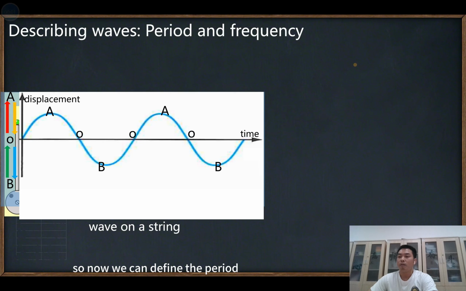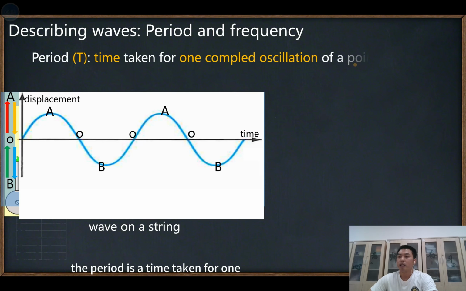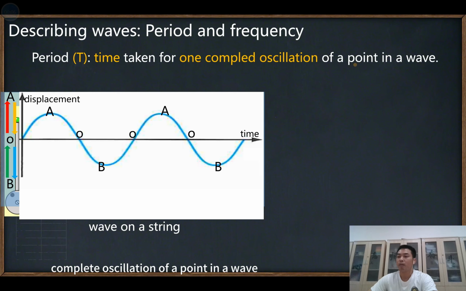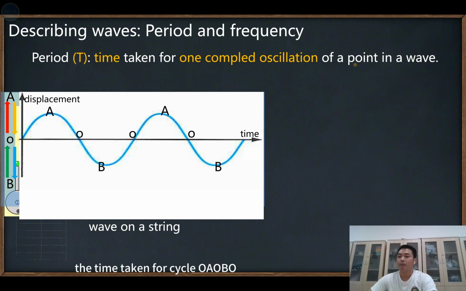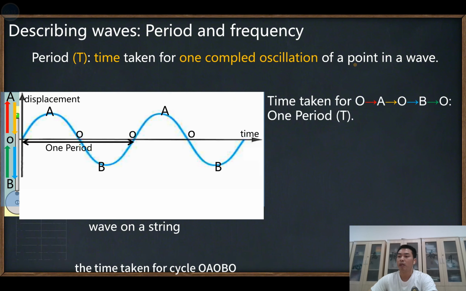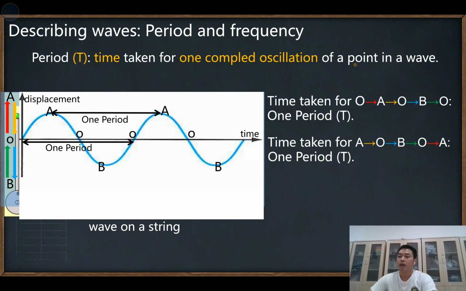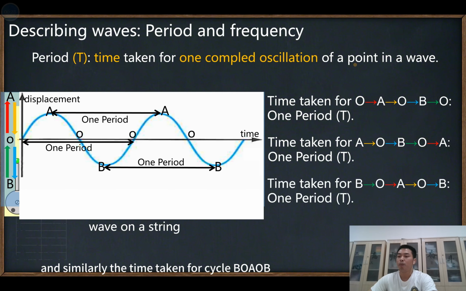So now we can define the period. The period is the time taken for one complete oscillation of a point in a wave. Using a displacement-time graph for the oscillating particle, we can easily find that the time taken for cycle OAOBO is a period, and the time taken for cycle AOBOA is a period as well. And similarly, the time taken for cycle BOAOB is still called a period.